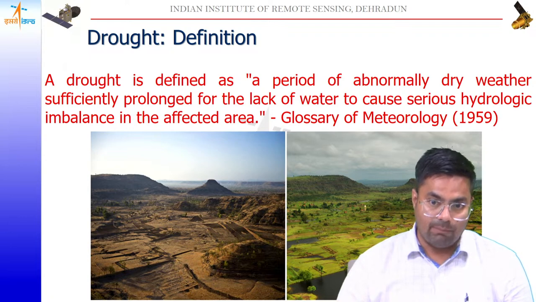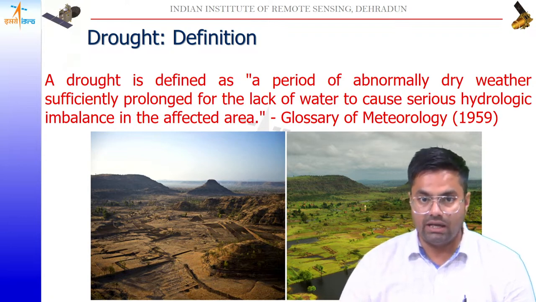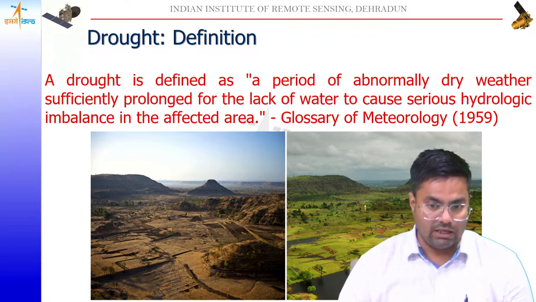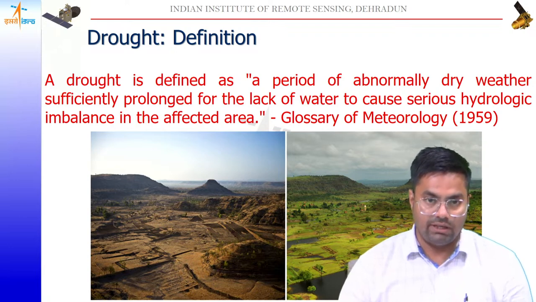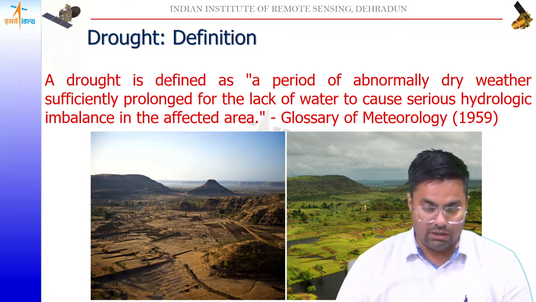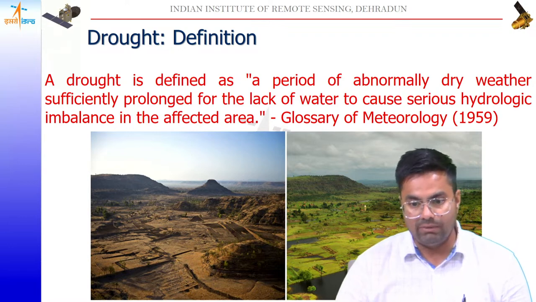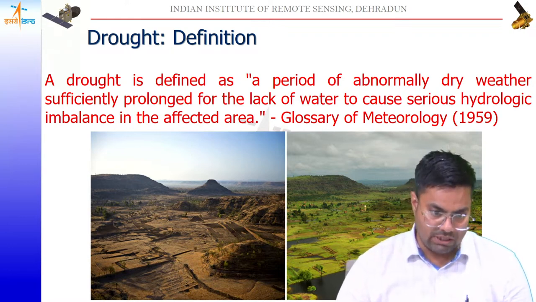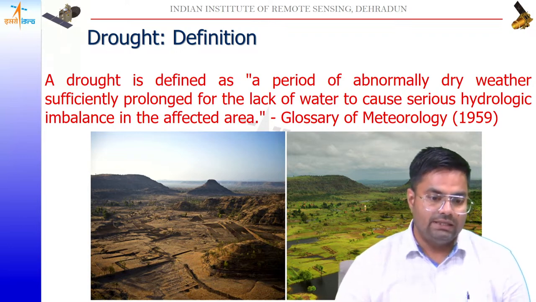So to define the abnormality, we have to take a long-term mean or long-term average of rainfall or weather parameters for the particular area. On the basis of the rainfall availability in the particular season compared to the long-term mean, we can say it's dry weather or wet weather conditions in the particular period of time. Then, sufficiently prolonged for the lack of water.